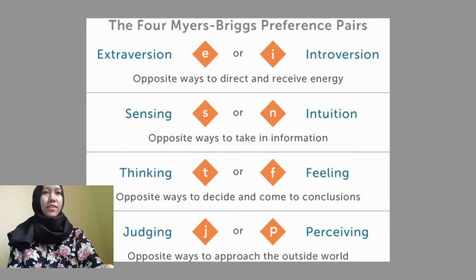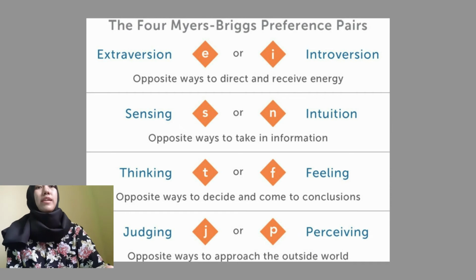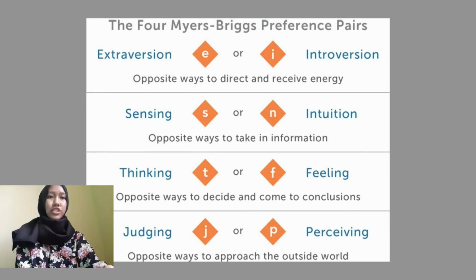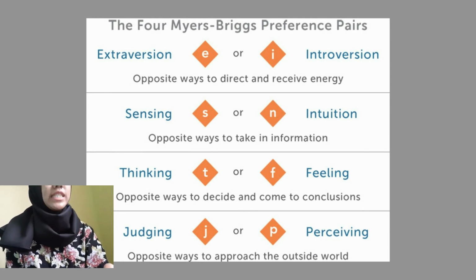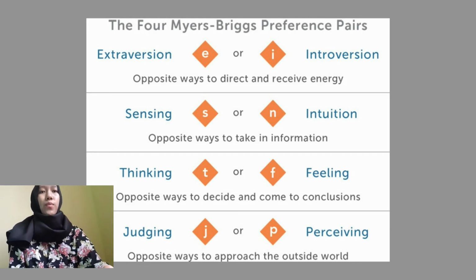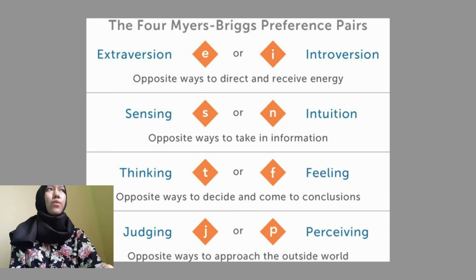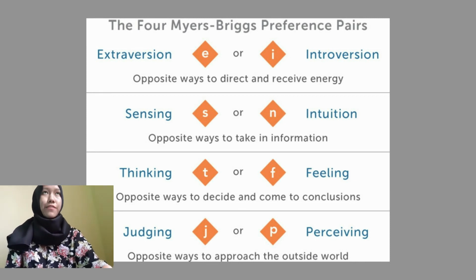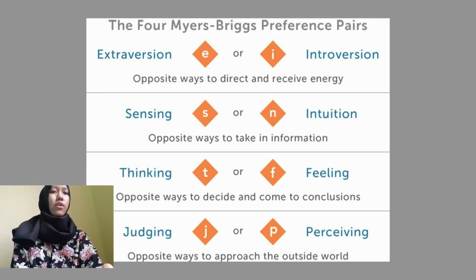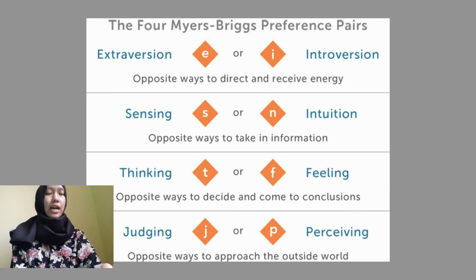Alright, so these are the 4 Myers-Briggs preference pairs. Extroversion or introversion is how we gain energy. Sensing or intuition is how we gather information. The third one is thinking or feeling, how we make decisions after we gather the information before. And the last one is judging or perceiving, how we live our life or the way we approach the outside world.